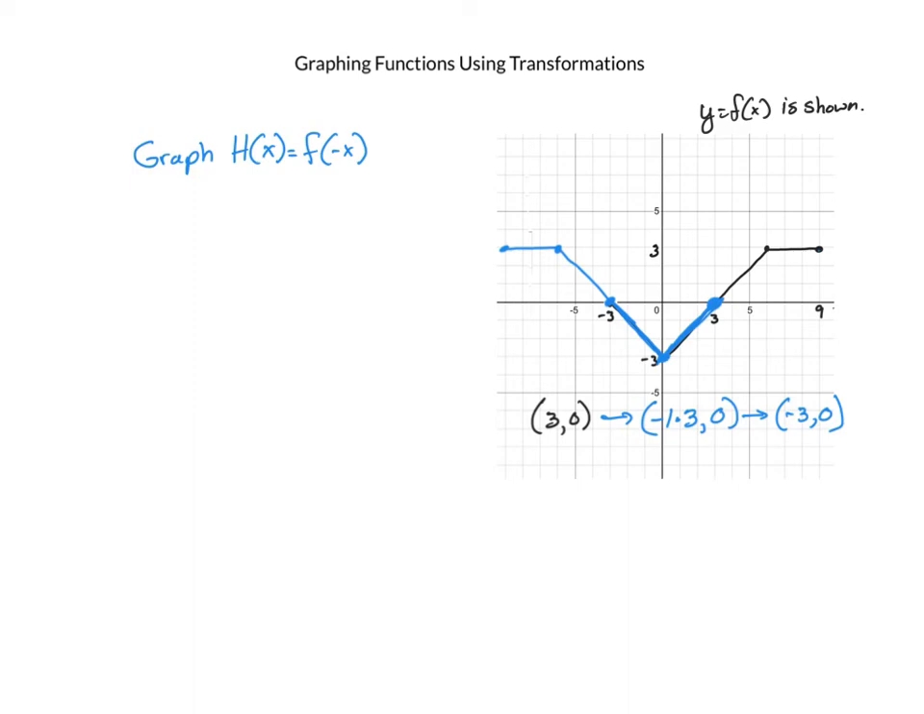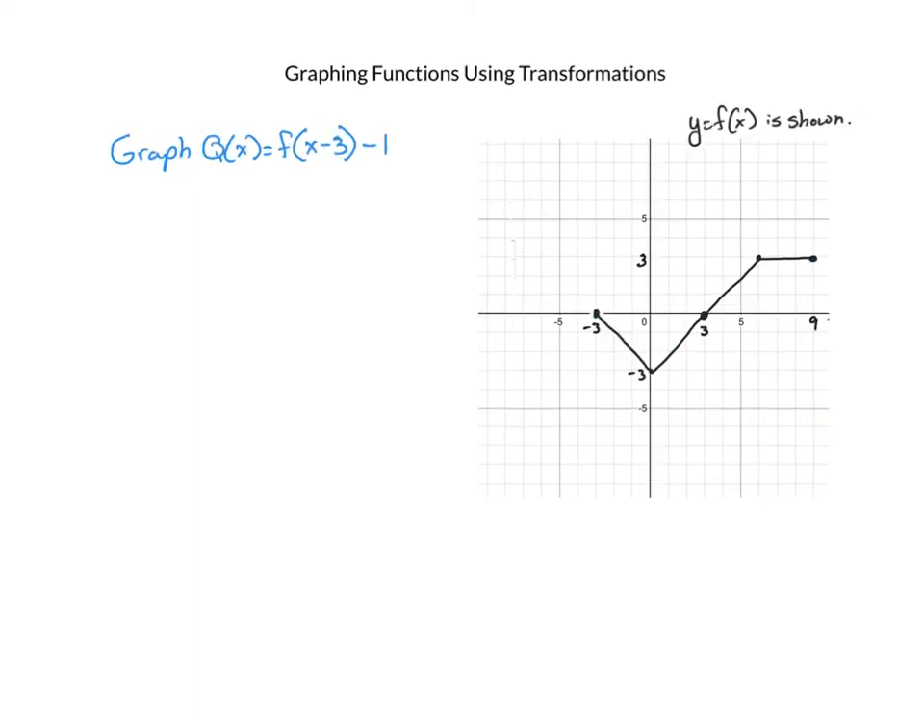Let's do one more using this same base graph. So I'd like to graph q of x equals f of x minus 3 minus 1. Let's look at what our transformations are. Notice we have an x minus 3. That means the graph has been shifted right 3. And then we have this minus 1, so it's shifted down 1. So I'm going to take those key points and shift them right 3 and down 1.